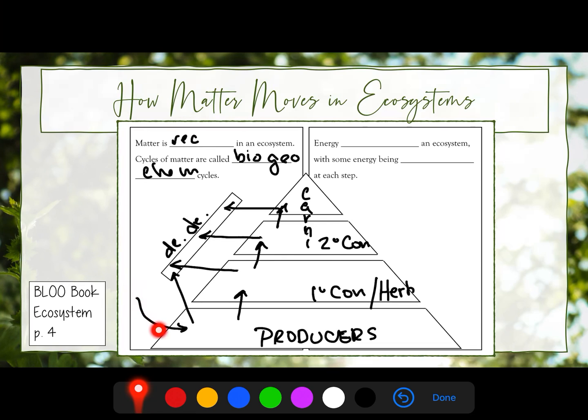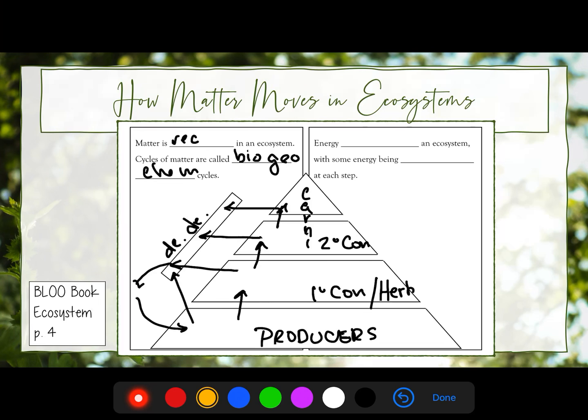So to recap, matter is coming in to the producers in the form of inorganic molecules and then being passed either up the food chain or eventually going to the decomposers and detritivores as they die. And every time that matter is used up, it gets returned back into the inorganic sources, either in the hydrosphere or geosphere or atmosphere.